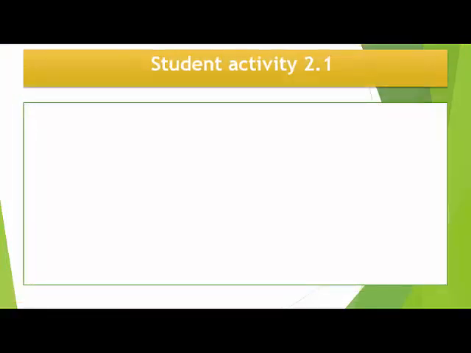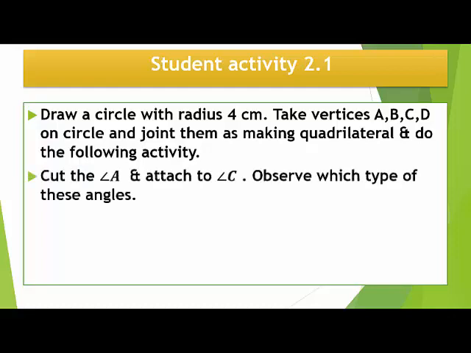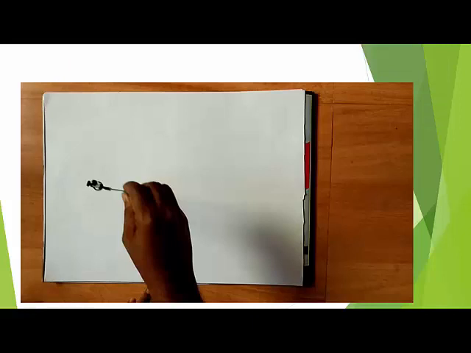Now, the second activity for students. Draw a circle with radius 4 cm. Take vertices A, B, C, D on the circle and join them, making a quadrilateral, and do the following activity. Cut angle A and attach it to angle C. Observe which type of angles these are. Similarly, cut angle B and attach it to angle D. Observe which type of angles these are. Now do these activities as follows.